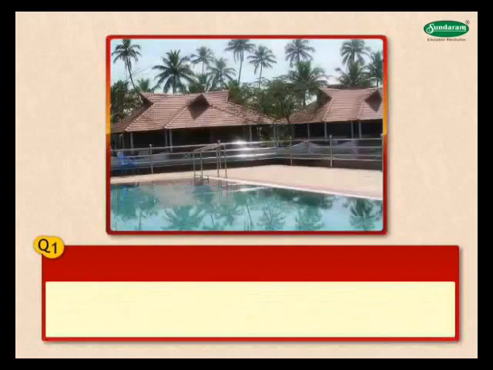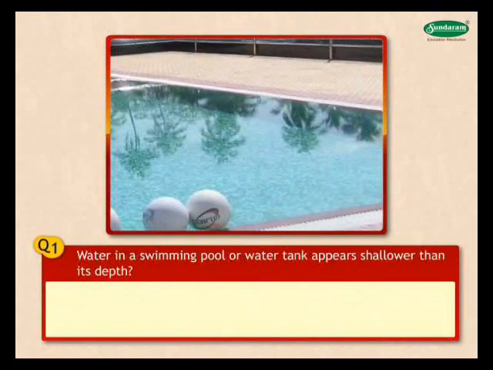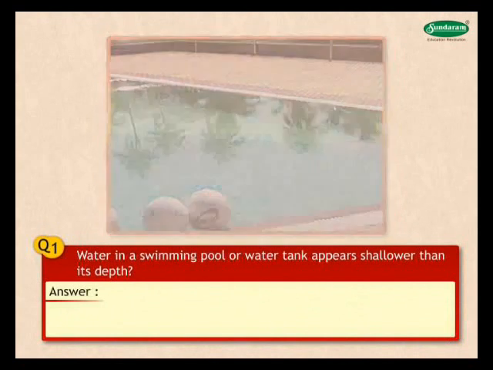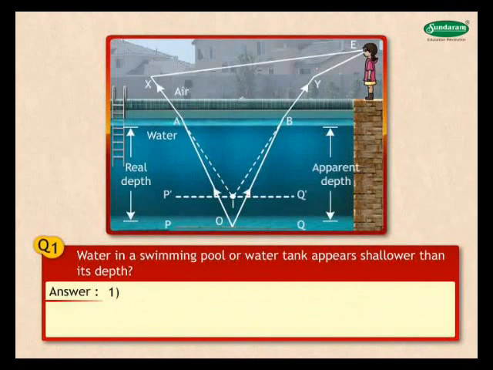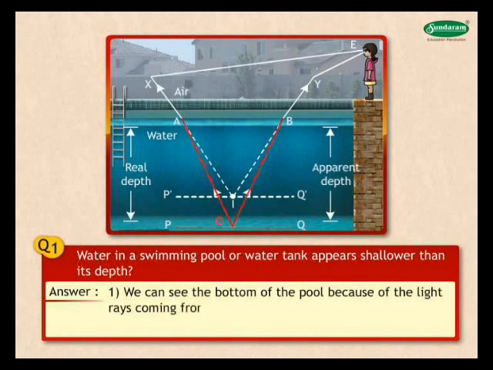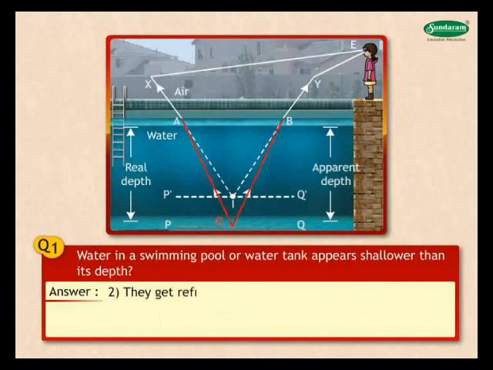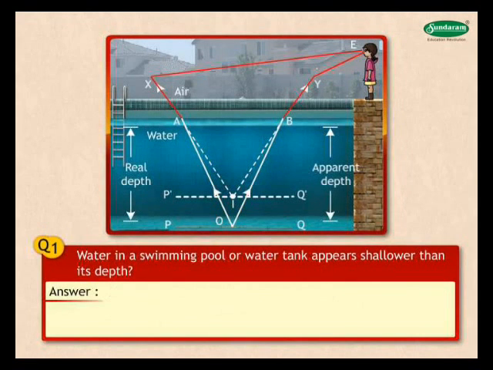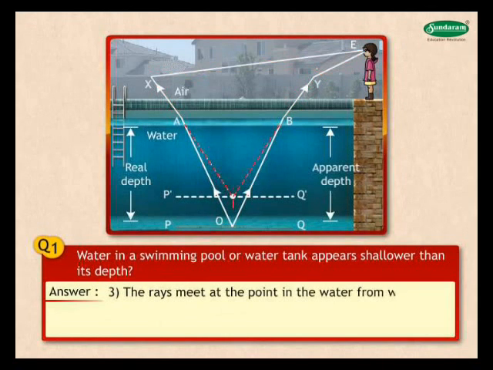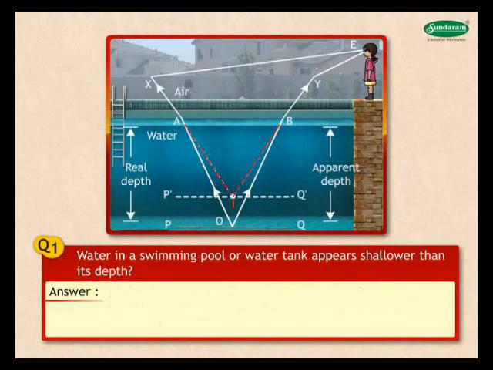Think why. 1. Water in a swimming pool or water tank appears shallower than its depth. Answer: 1. We can see the bottom of the pool because of the light rays coming from it. Light rays coming from the bottom go out in the air. 2. They get refracted away from the normal. 3. The rays meet at the point in the water from where a virtual image of the bottom of the pool is created.